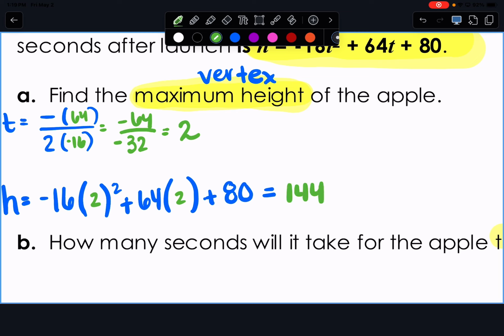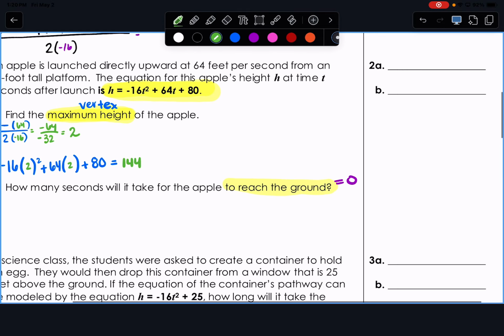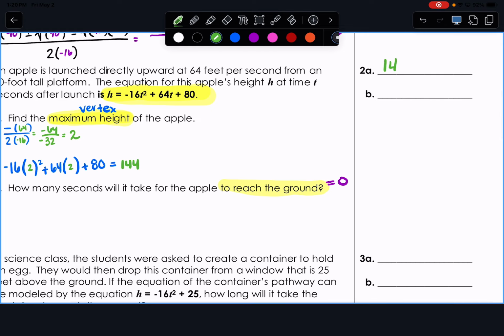Come look at it. 144. Yes. All right. Oh, you didn't square the 2. So right here, we got 2. It irritates me so bad. Like, why are you stopping at this? All right. Now, okay. So we get 144 feet.